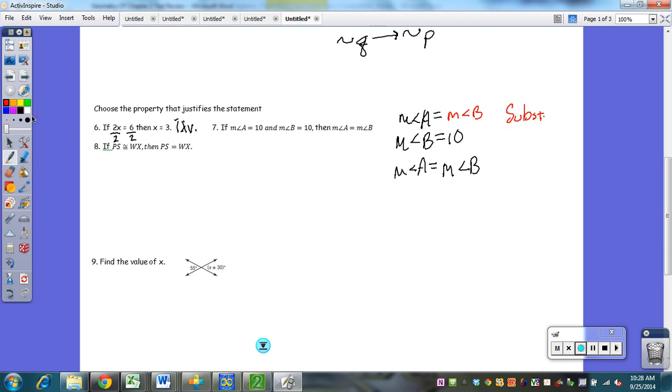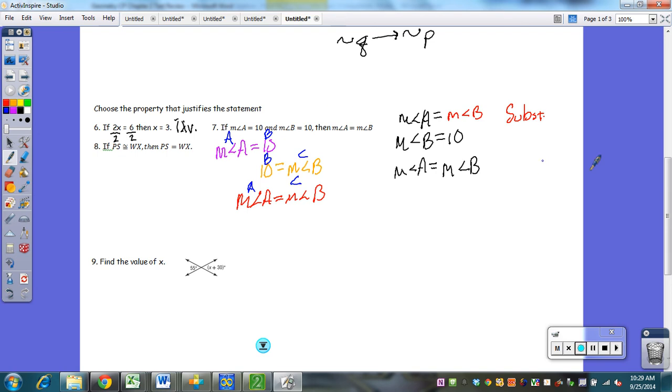The other way you could also look at this is, well, if the measure of angle A equals 10, and we're saying that 10 equals the measure of angle B, then by the transitive property, we know that the measure of angle A equals the measure of angle B. Because again, the transitive property basically says that if A equals B and B equals C, then A equals C.